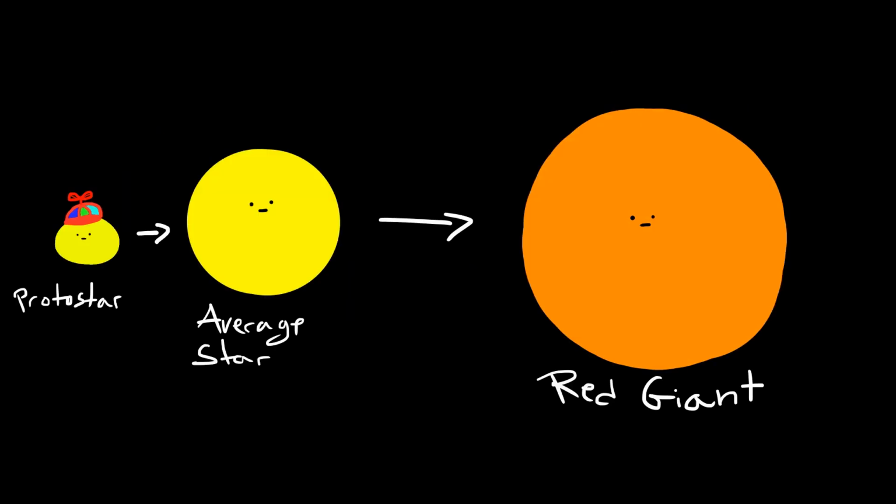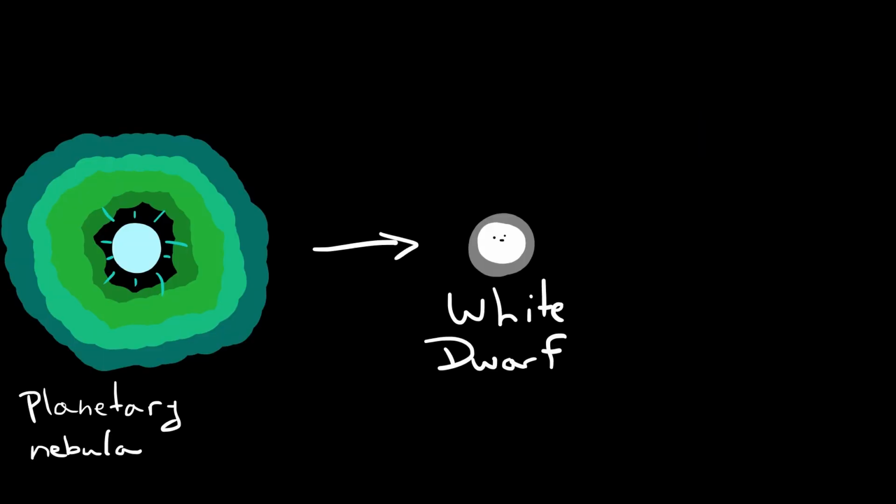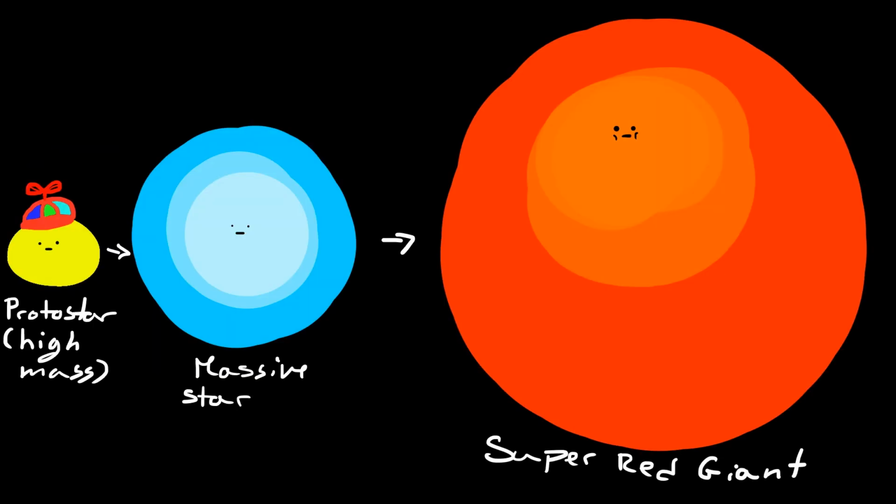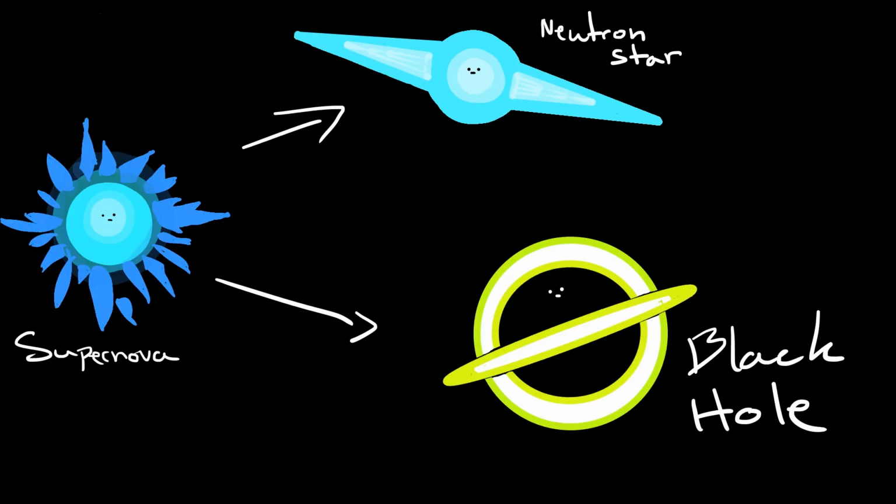adulthood. After the formation, if the star has a mass such as our Sun, then it will become an average star, then red giant, planetary nebula, and finally it becomes a white dwarf. If the mass is bigger or big enough, then it will become a massive star, then super red giant, supernova, and finally it will become a neutron star or a black hole.